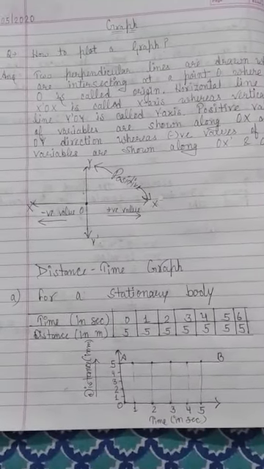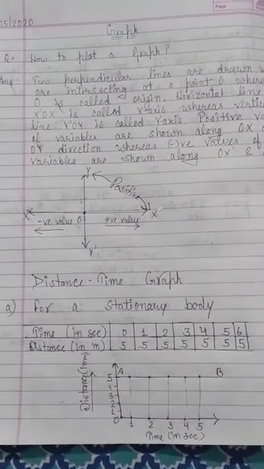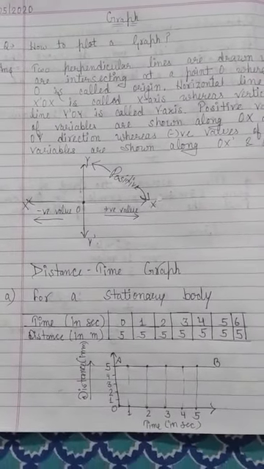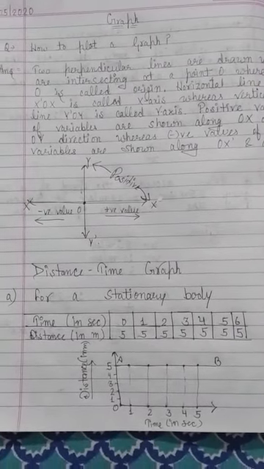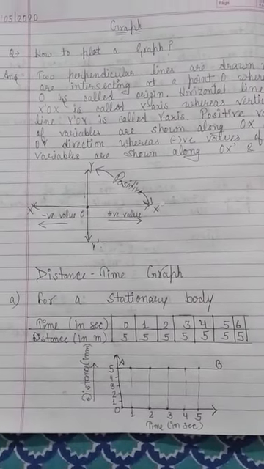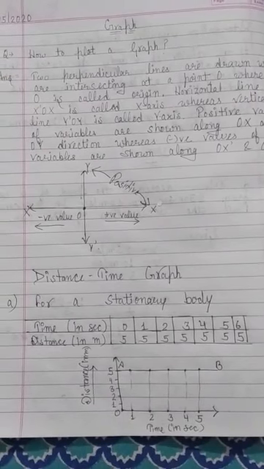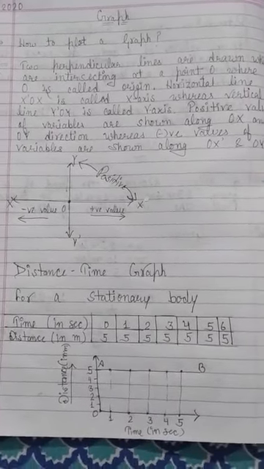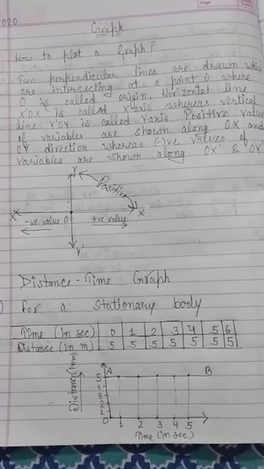Now let's discuss some of the graphs. First we are discussing distance time graphs, and the subheading under this is for a stationary body. So we are making a distance time graph when the body is stationary, that means when the body is not moving. Whenever the body is at rest, how does the graph come out to be? For this, we have taken some values. We are assuming these values.